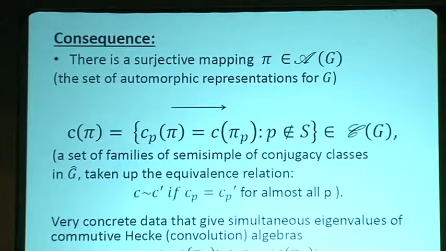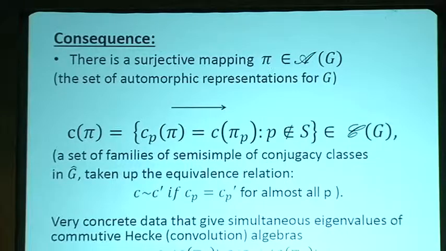And in order not to have to make this set S, this finite exceptional set, play any particular role, I'll take them up to the equivalence relation, saying that two such families are equivalent if they're equal for almost all p. So you could let that set S be as large as you want, and you'd still get something that I'm going to be calling an object in C of G. So I'm going to take C of G, not the set of all such families, but rather the set of such families that come from automorphic representations.